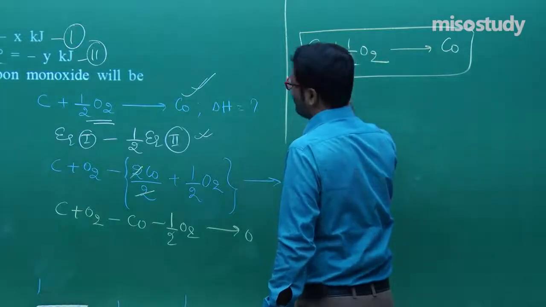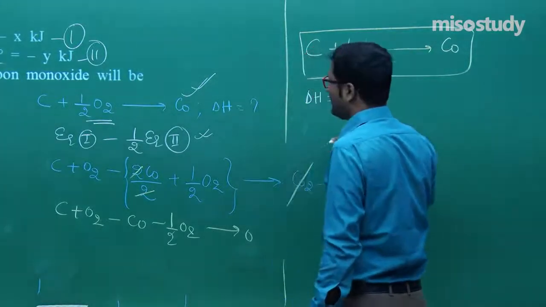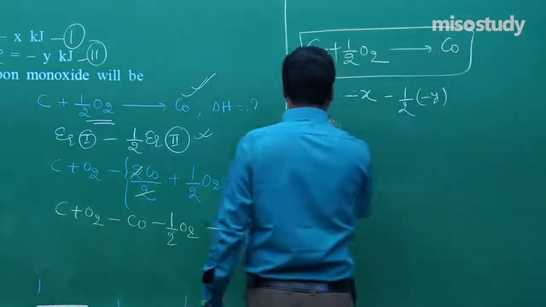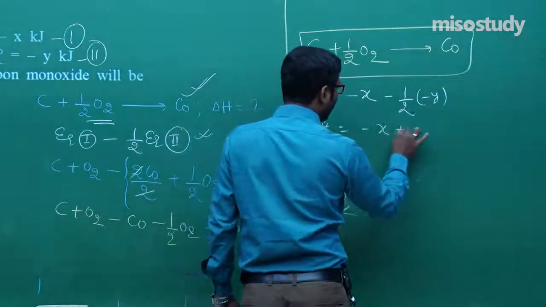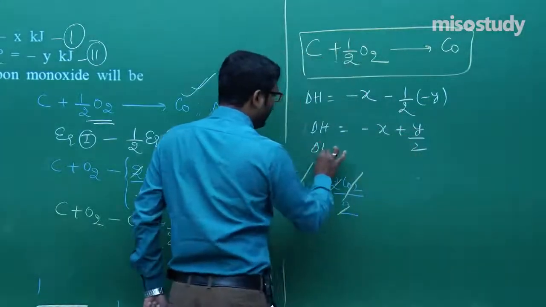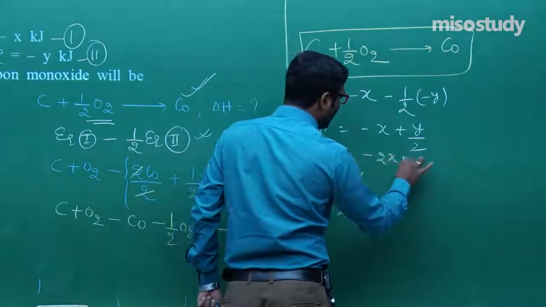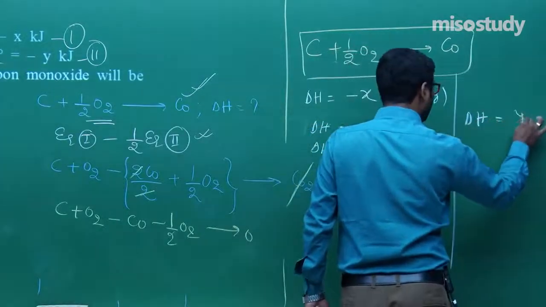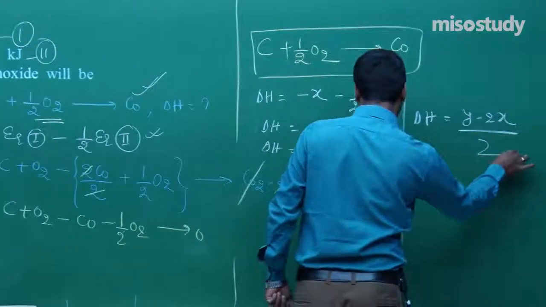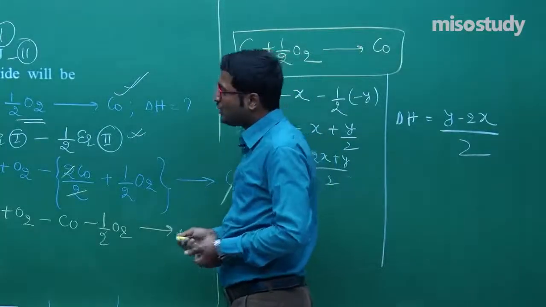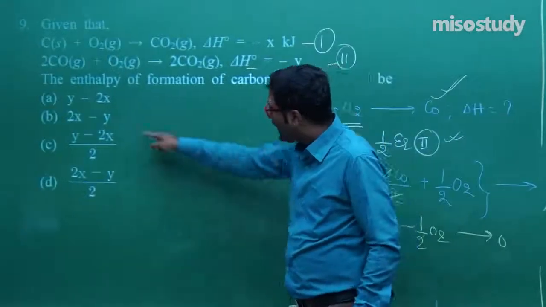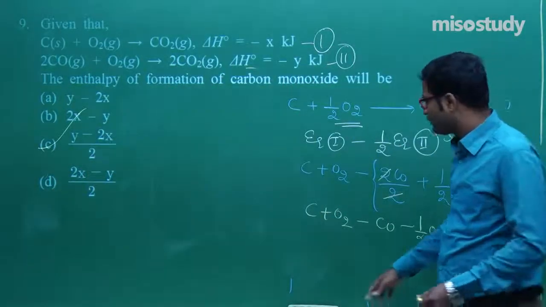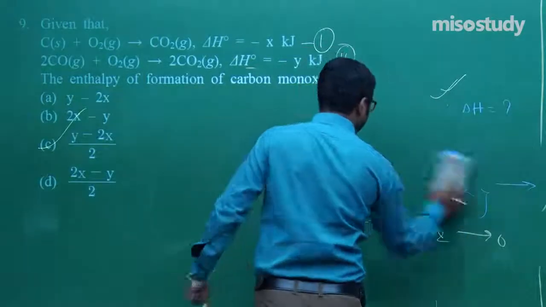So delta H for equation 1 is minus x, and for equation 2 the energy is minus y. Put here. Now delta H is equal to minus x plus y by 2. Clear? Or delta H is equal to minus 2x plus y by 2. And the next stage is delta H is equal to y minus 2x by 2. What is the expression? y minus 2x by 2. So this is the correct option. Clear to you? Now I'm going to rub this part and we'll discuss the next question.